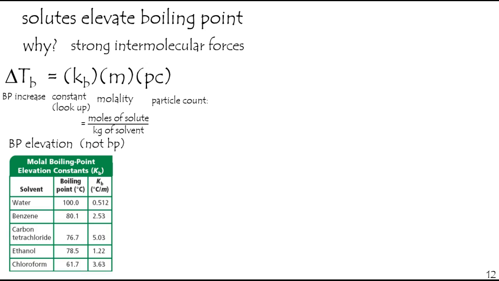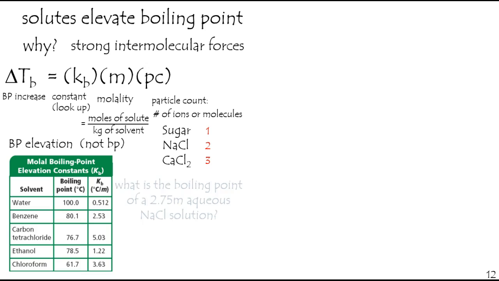If it's an electrolyte, it would be at least 2. For example, sugar, well, it's not an electrolyte. It does not have ionic bonds, and therefore it's just 1. But you'll get 2 ions for each molecule of sodium chloride, and calcium chloride breaks down into 3 different ions.